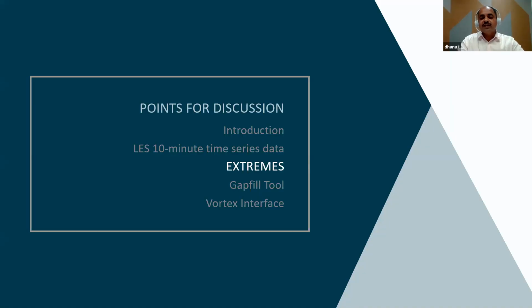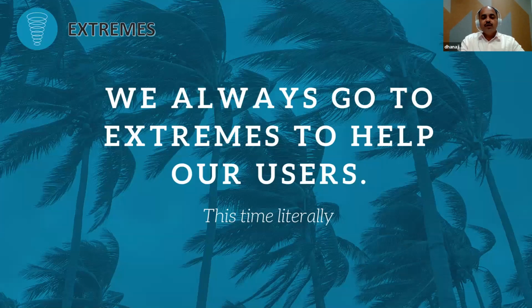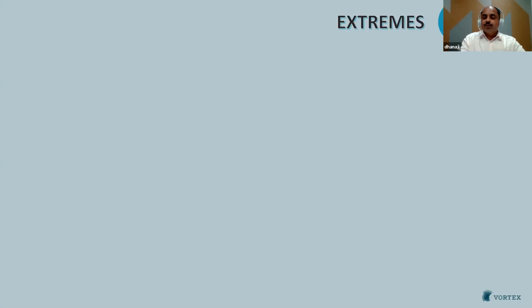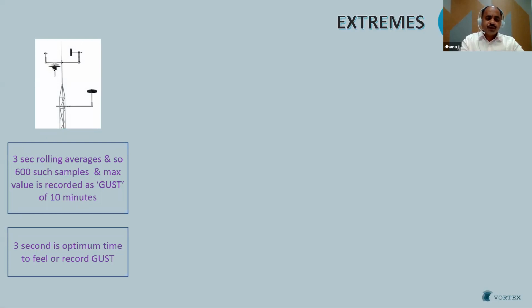Okay, let us talk about extremes. We always go to extremes to help our users, and this time it is literally true. So how exactly do we get the extremes information? Usually with a metmast measurement, the data logger records 3-second rolling averages, and it records such 600 samples, and then it searches for the maximum value from these 600 samples. Then it records this value as the gust for that particular 10 minutes. This is the correct way, but the limitation of this way is the period.